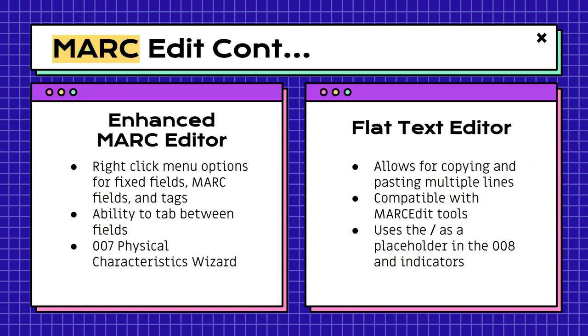Okay, so more on the editors. For your enhanced MARC editor, you can right-click your fields, and in your fixed fields it gives you drop-downs on some of those. There's the ability to tab between fields, and your 007 character wizard, which we will look at a little bit more later. That basically pops up a menu and walks you through adding those things. You can copy and paste whole lines. So if you need a 655 but just want to change part of it, copy it and change that part. You don't have to type the whole thing out. That's great. It's also MARC compatible. And of course, you have to get used to the slash for the placeholders and the 008s.